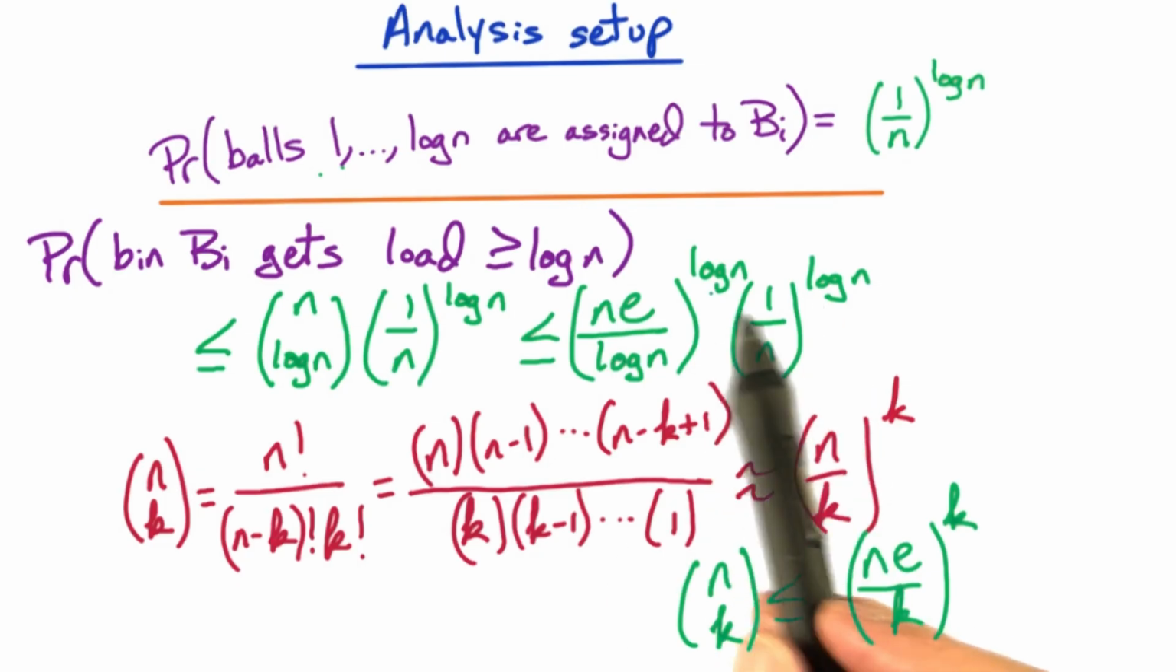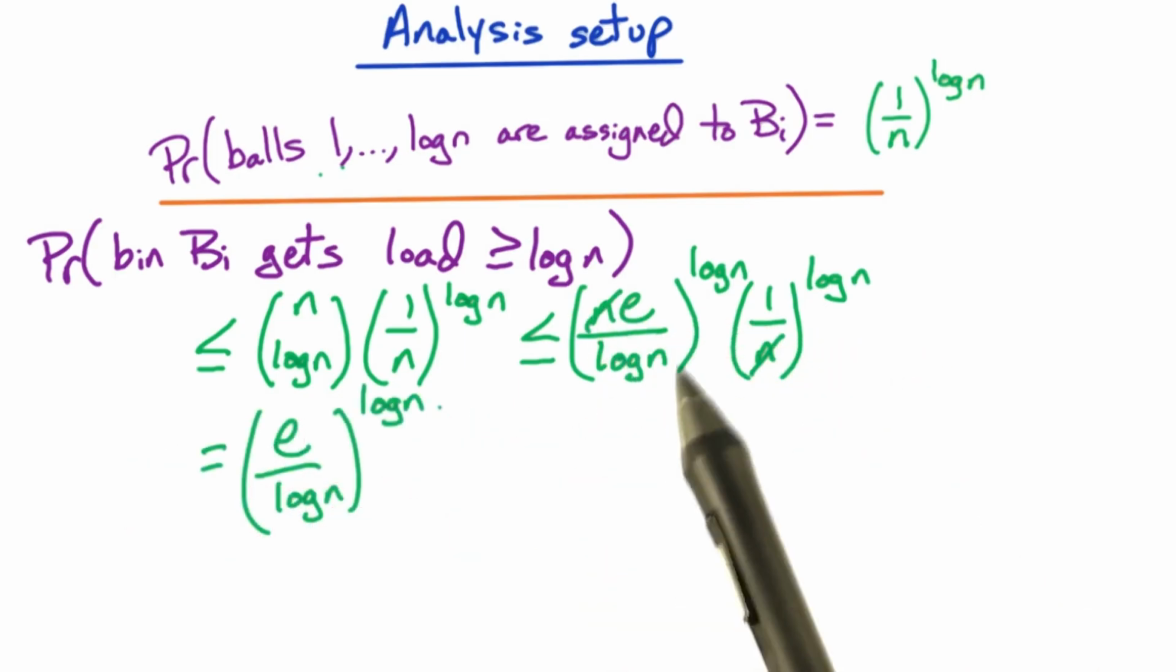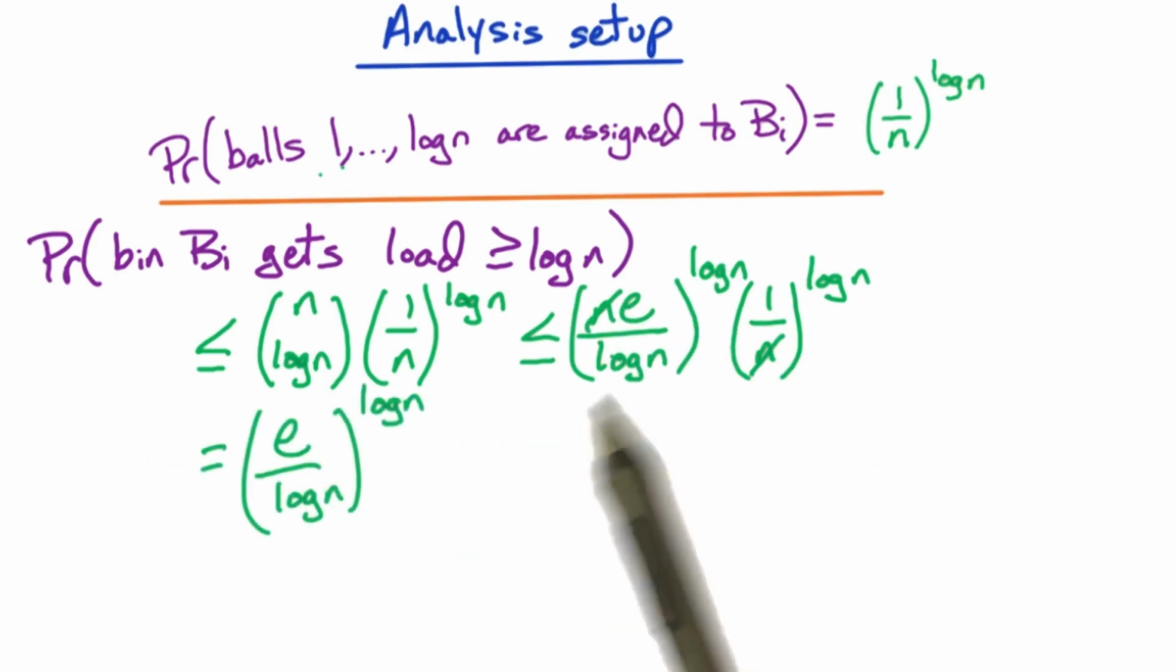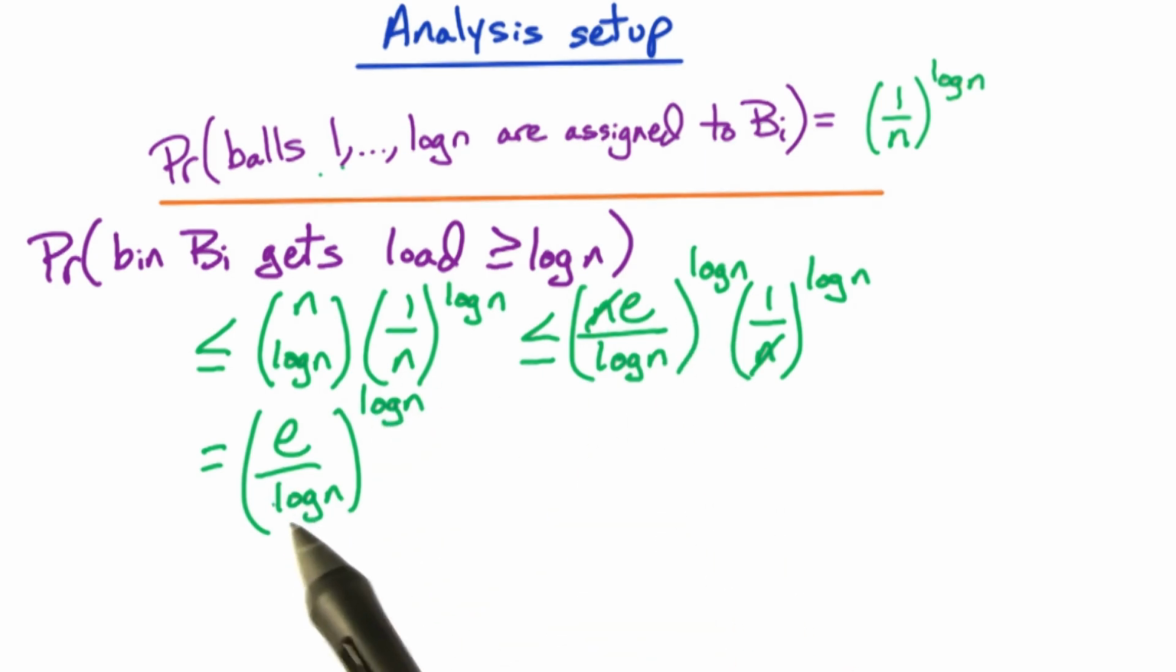Now these are both raised to the power log n, so we can cancel out this n with this n. So what are we left with? We're left with e over log n raised to the power log n. Now notice the denominator is growing with n, whereas the numerator is a fixed constant. So as n grows, this becomes smaller and smaller.